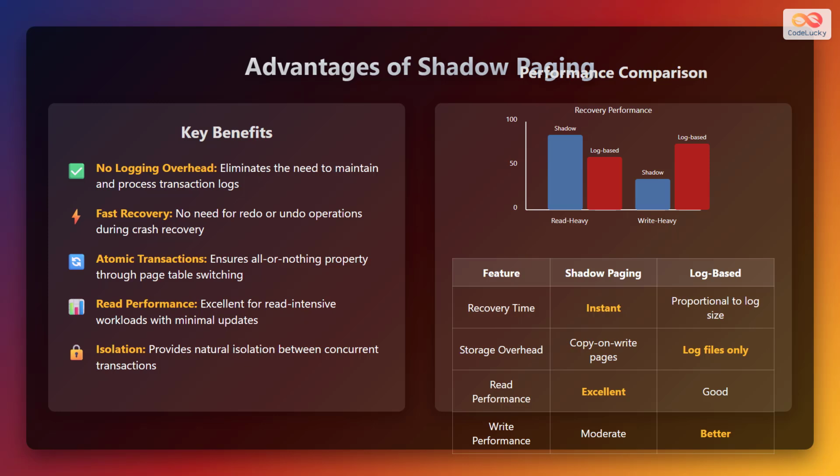Now, let us understand key benefits of shadow paging. There is no logging overhead, which eliminates the need to maintain and process transaction logs. Shadow paging enables fast recovery, with no need for redo or undo operations during crash recovery. It also ensures atomic transactions, guaranteeing the all-or-nothing property through page table switching. Finally, shadow paging enables excellent read performance, which is ideal for read-intensive workloads with minimal updates.